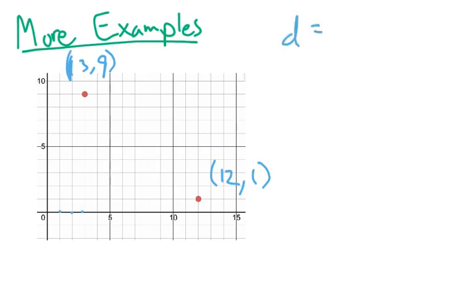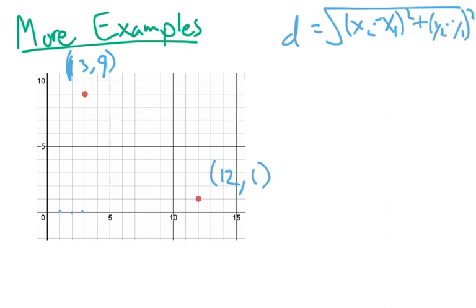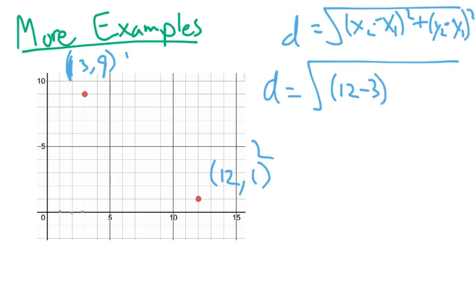So, especially when you're new at it, maybe write the whole thing. So, x2 minus x1 squared plus y2 minus y1 squared. There we go. Now, start plugging in the points. All you have to do is be consistent. So whatever one you pick to be 1, you use for both x and y. Same thing with whatever one you pick to be 2. So now distance is equal to the square root of 12 minus 3 squared plus 1 minus 9 squared.